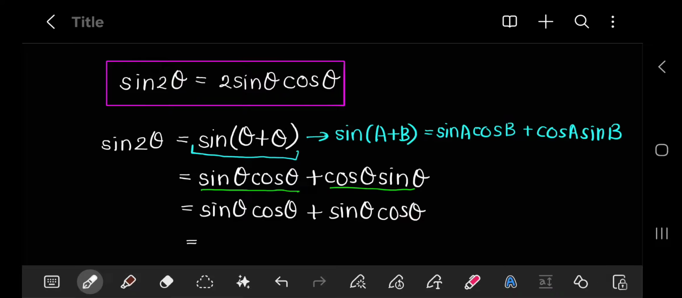And now that we have two like terms, we are going to gather them. Sine theta cos theta plus sine theta cos theta is going to give us 2 sine theta cos theta. So we have proven that sine 2 theta is equal to 2 sine theta cos theta. It is a fairly simple proof. All you need to remember is that you are going to compound this as theta plus theta, apply your expansion for the compound angle, and gather like terms.